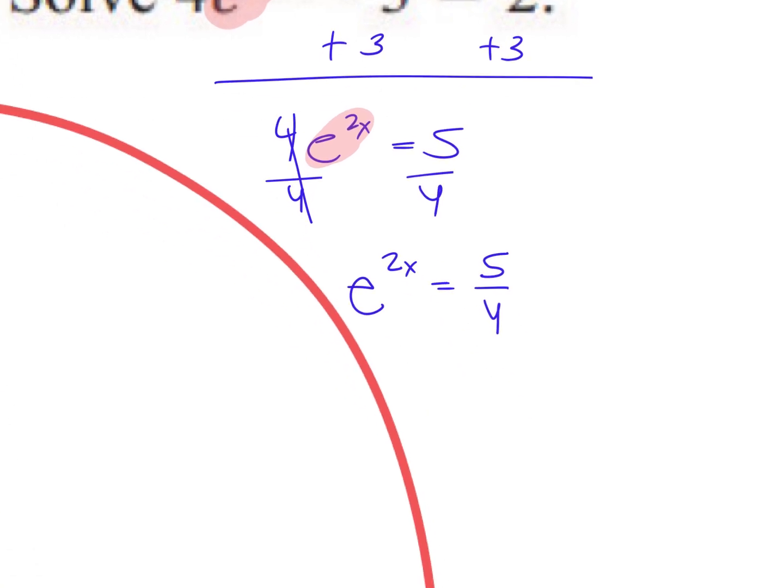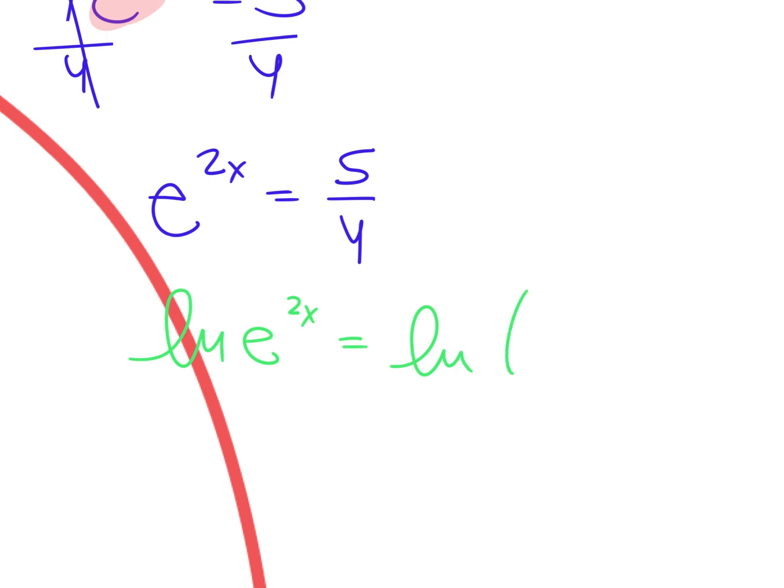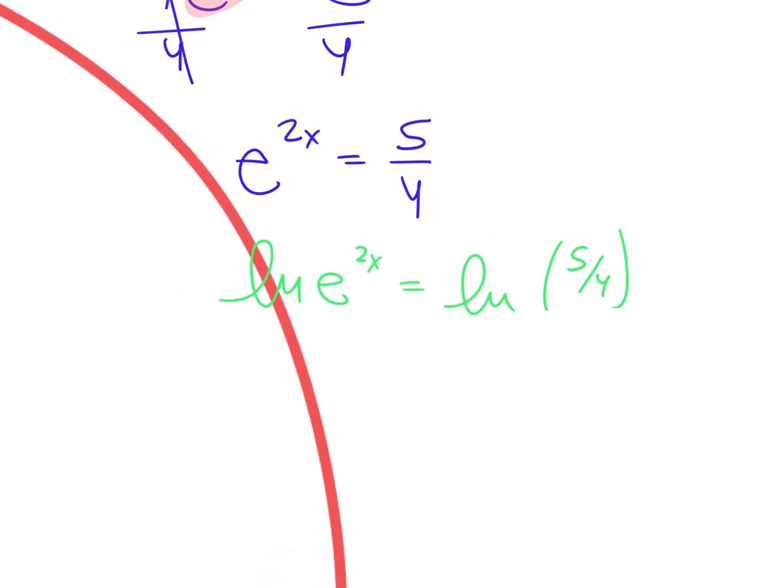Okay, now that my e is all by itself, what is the only way that I can undo that? ln. So what I do to one side, I have to do where? So I'm going to take the ln of e to the 2x equals the ln of 5 over 4. Got to put 5 over 4 in parentheses, guys. On the left-hand side, what happens with your e and ln? They cancel. So you have 2x equals, what's the natural log of 5/4?